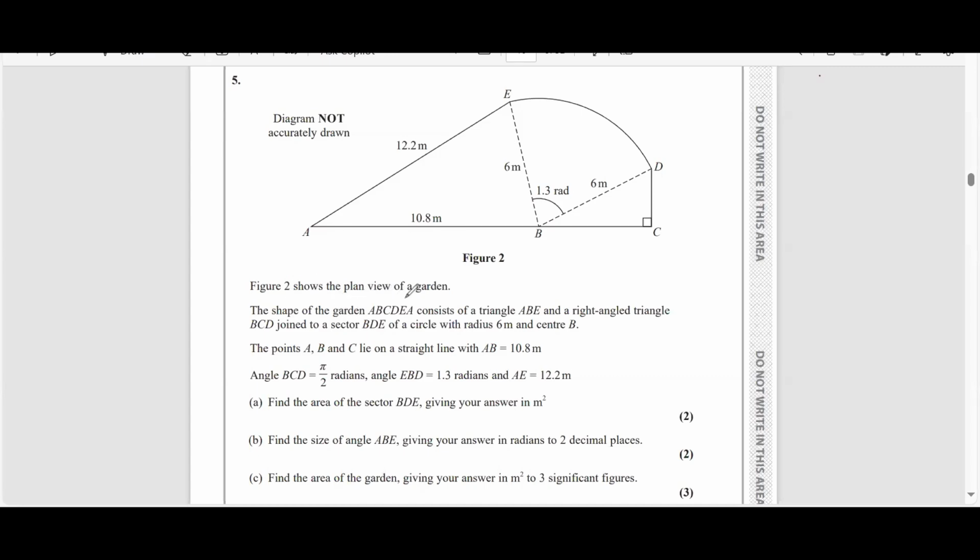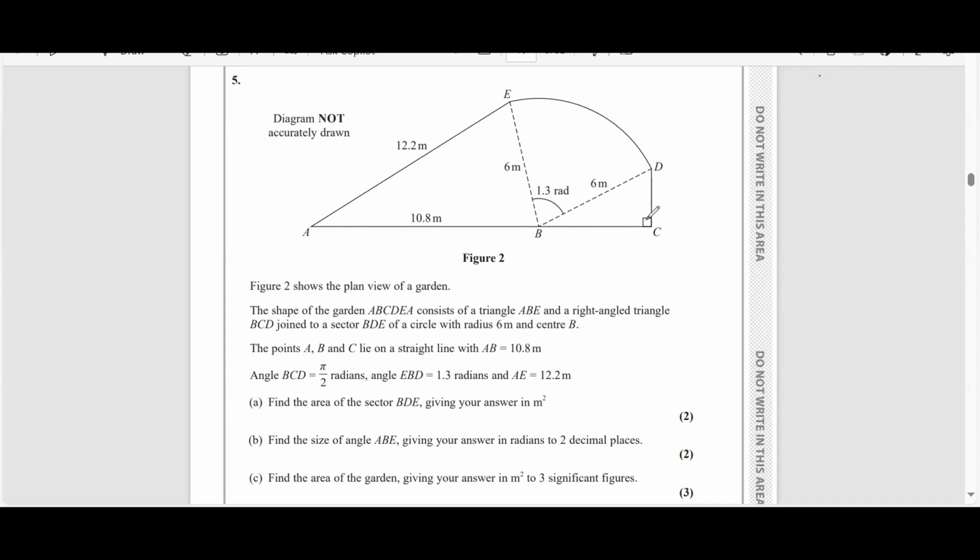Figure 2 shows the plan view of a garden. The shape of the garden ABCDEA consists of a triangle ABE and a right angle triangle BCD joined to a sector BDE of a circle with radius 6 meters and center B. The points A, B, C lie on a straight line with AB as 10.8 meters.